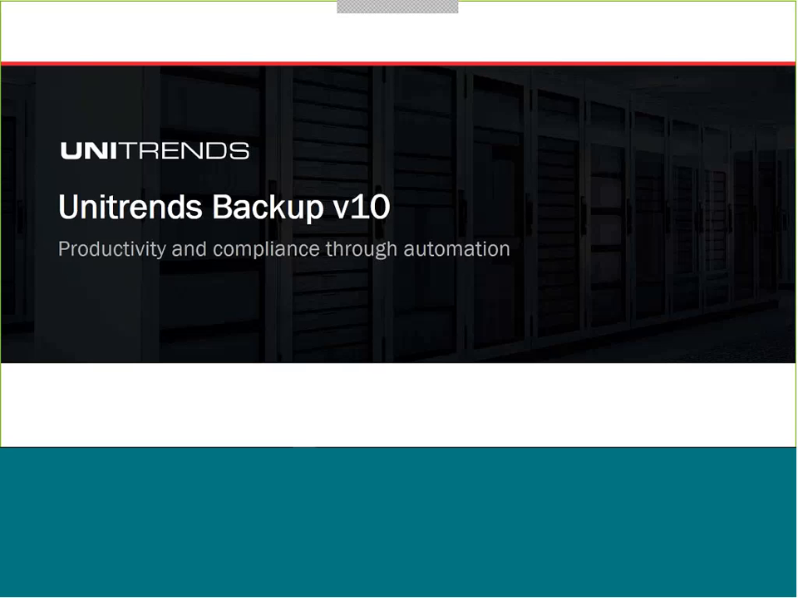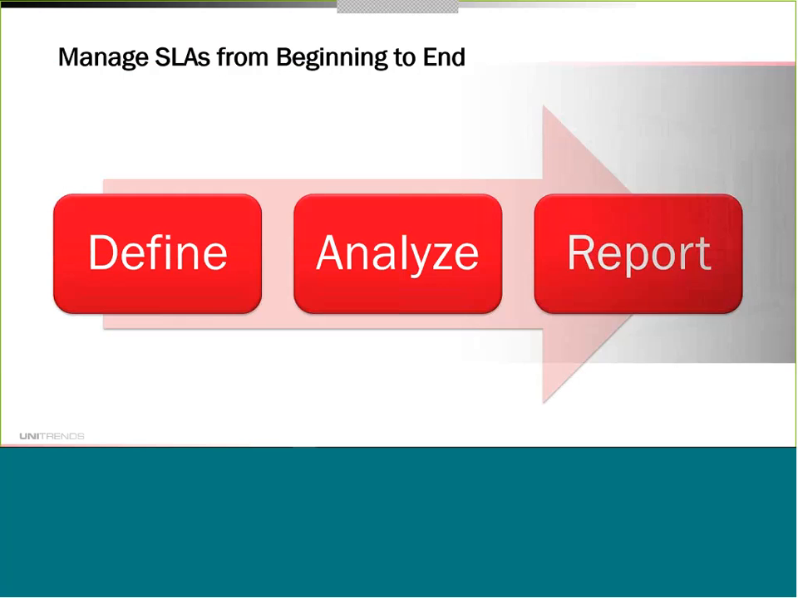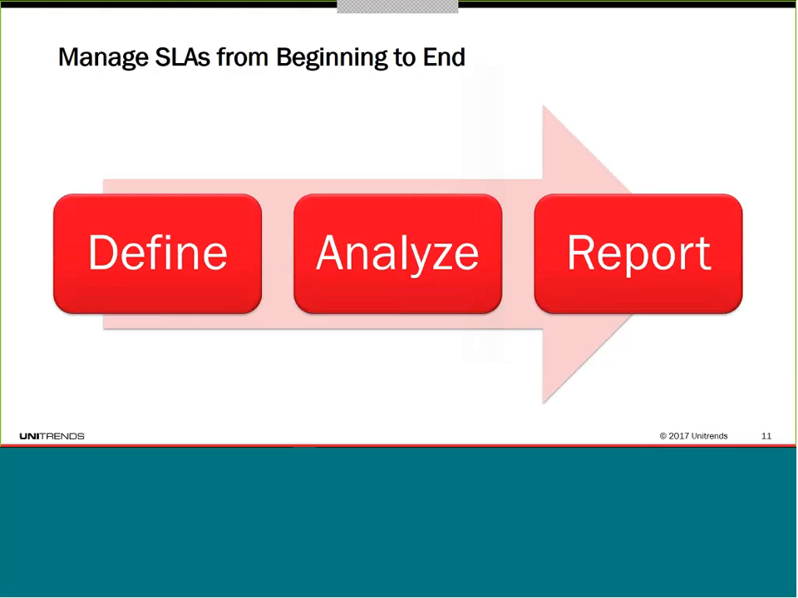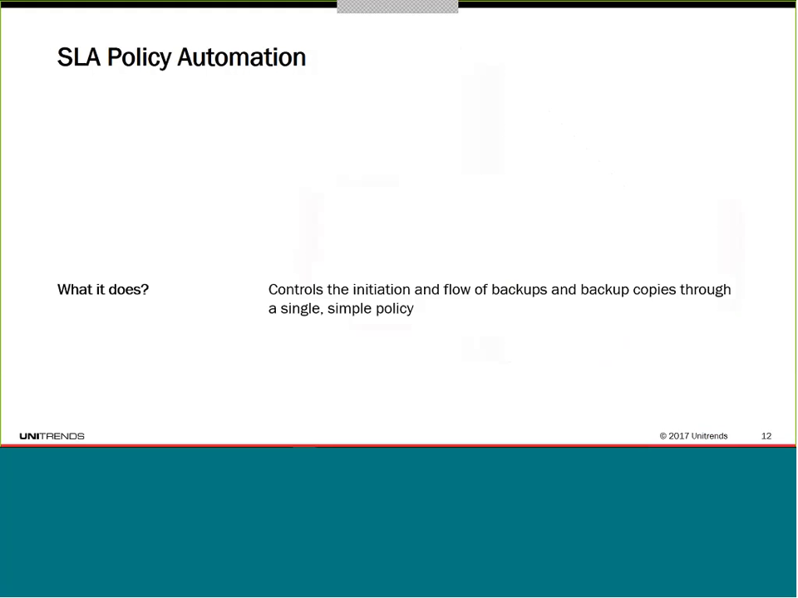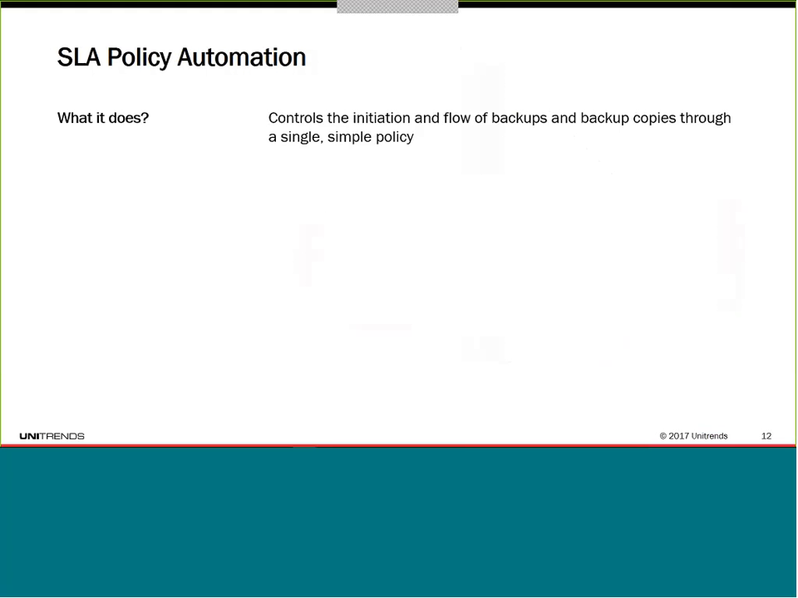So let's get into Unitrends Backup version 10, productivity and compliance through automation. The first thing, and I know that some of you have asked for this over the last couple of years: manage SLAs from beginning to end, define, analyze, and report. We're excited to say that with version 10, we'll have SLA policy automation. It controls the initiation and the flow of backups and backup copies through a single, simple policy. Previously, you may have had to set certain things up in different areas of the appliance.